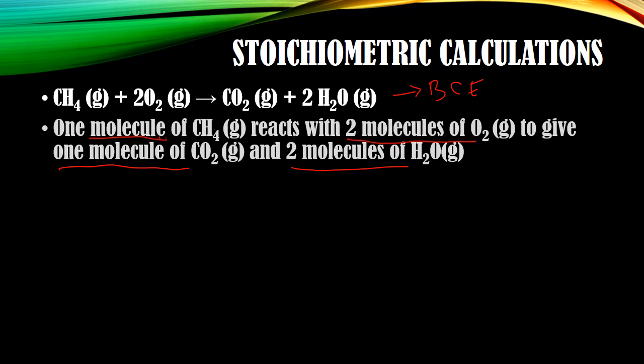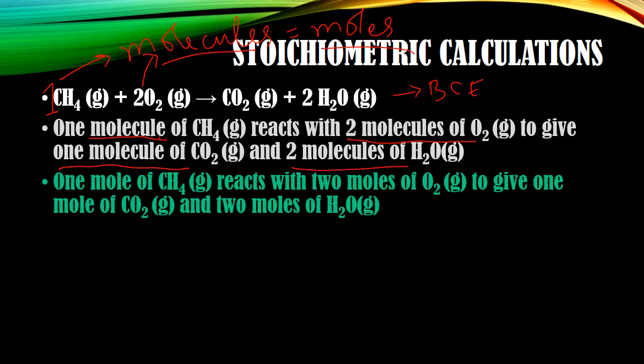Now what you need to understand here is these stoichiometric coefficients. These stoichiometric coefficients are not just representing molecules, they are also representing moles. So these stoichiometric coefficients represent both molecules as well as moles. So instead of saying one molecule of methane, I can say 1 mole of methane reacts with 2 moles of oxygen to give 1 mole of carbon dioxide and 2 moles of water. So the stoichiometric coefficients here indicate both molecules as well as moles.